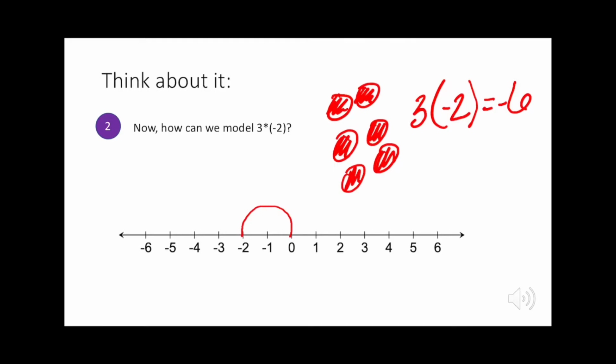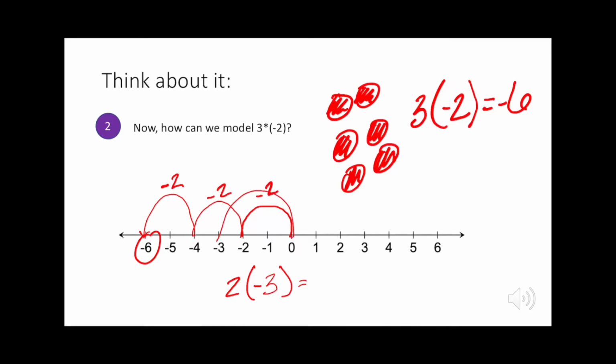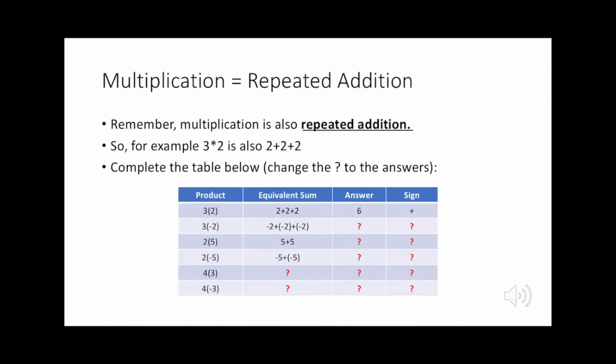On the number line, it looks like this. Here's one group of negative 2, another group of negative 2, and another group of negative 2. Look where we wind up, negative 6, right? And just like before, we can change the order of these numbers. We can do 2 groups of negative 3, negative 3 and negative 3, and get the same answer.